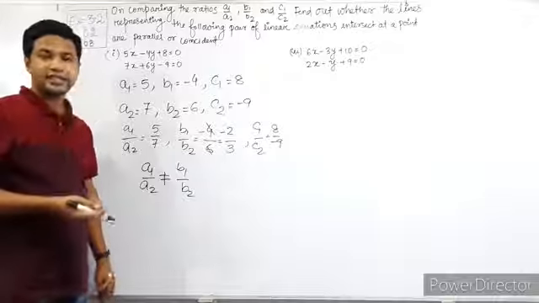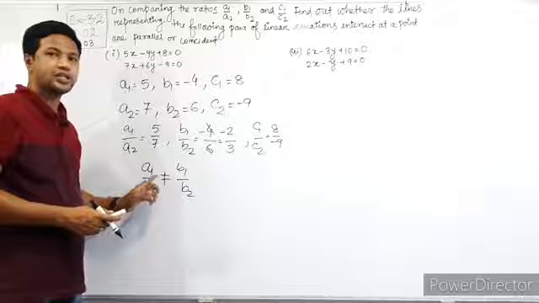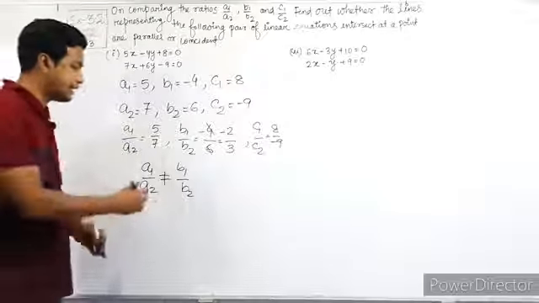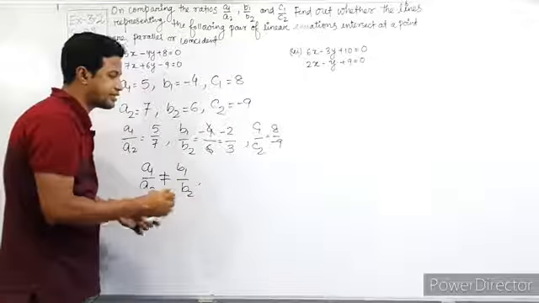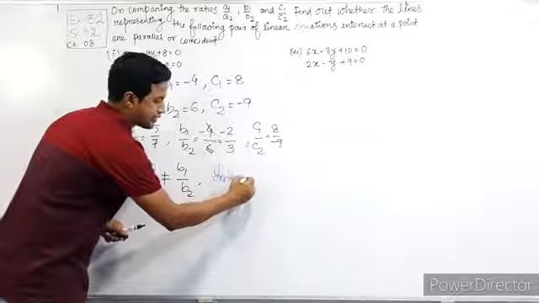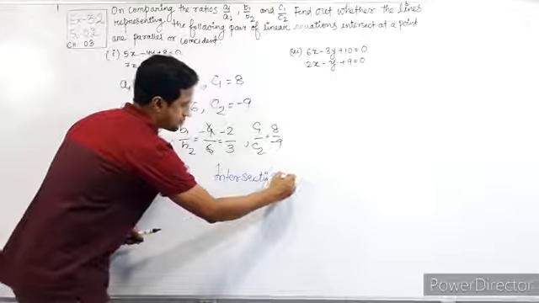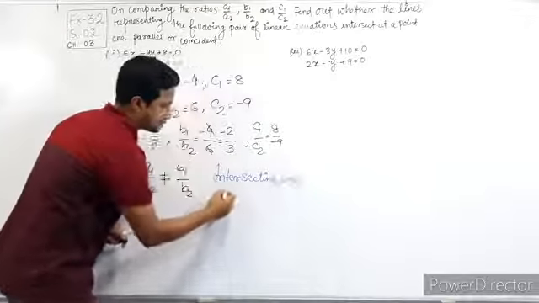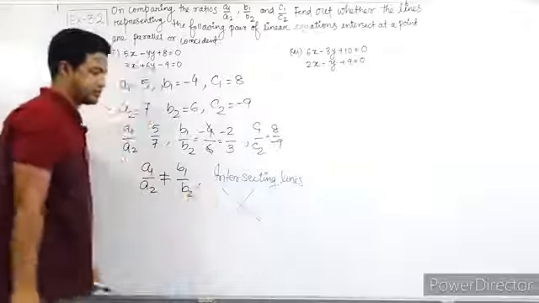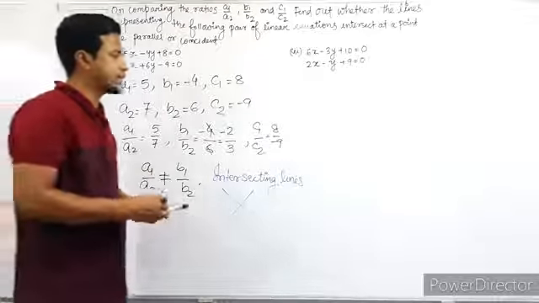So, in our previous case study, what you find? The nature of the line. If A1 by A2 is not equals to B1 by B2, then the lines are intersecting lines. Means you will get the line will be like this. So, this is the first question. Let's go to the second question.